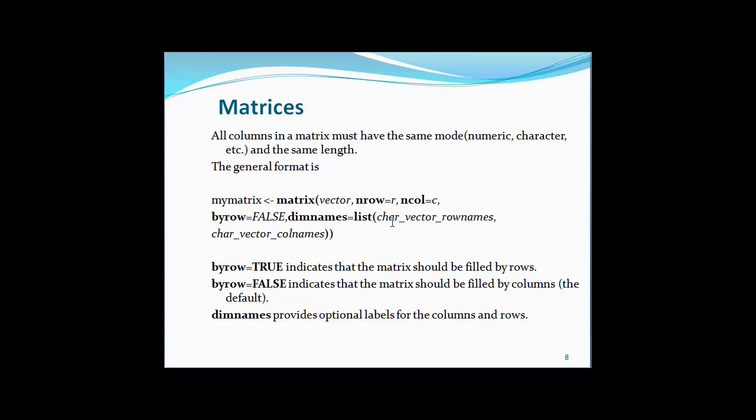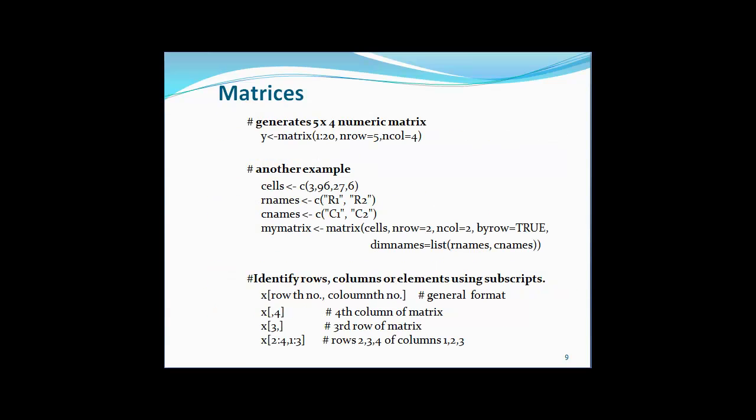dimnames equal to list, character vector of row names, and character vector of column names. Dimension names are nothing but optional labels for the rows and columns. That is, if you want to provide the names of your rows and columns, you can provide them using dimnames. Now here is an example of the matrices. If I want to generate a 5 cross 4 numeric matrix, that is 5 rows and 4 columns, then how to generate it?